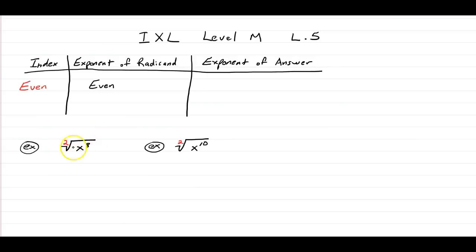Now, one of the advantages of working with rational exponents is you could rewrite this as x to the 8 over 2. If you simplify that, you get x to the 4th. So sometimes an even divided by an even equals an even, and there's nothing wrong with that. The other instance is when I have an even divided by an even and sometimes I get an odd.